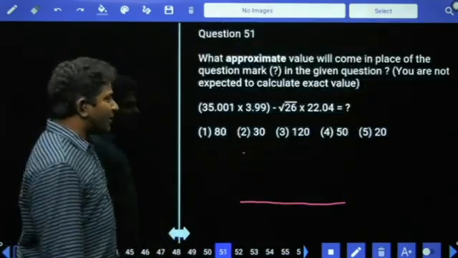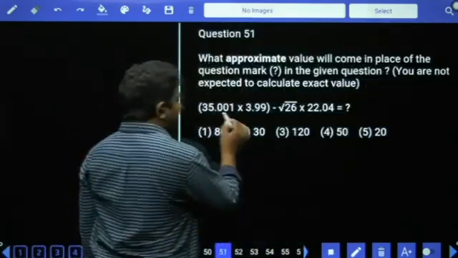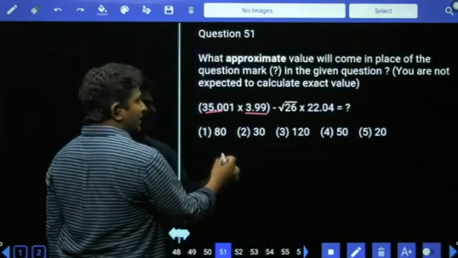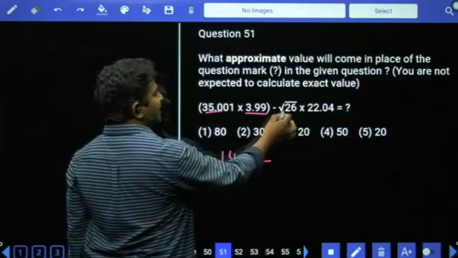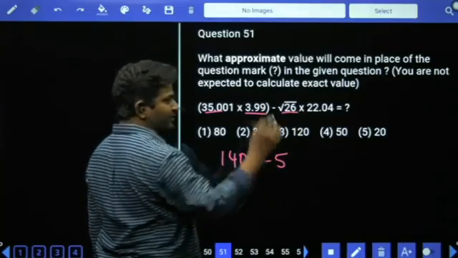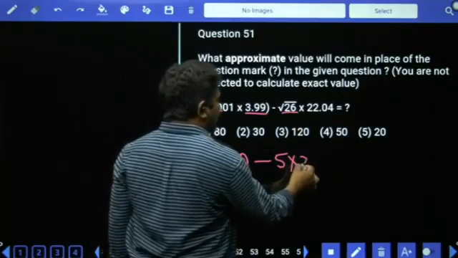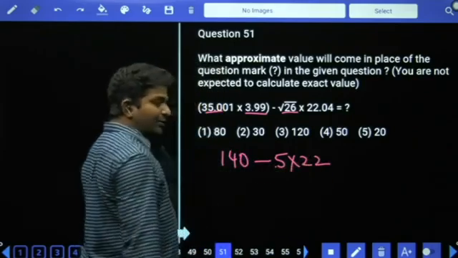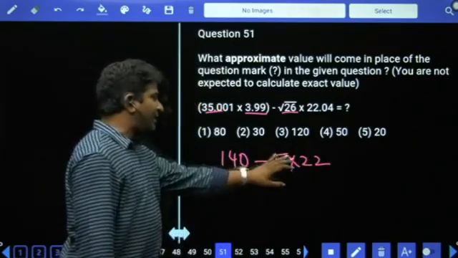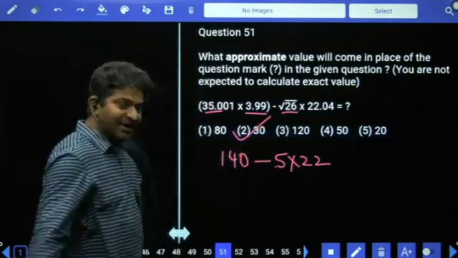So now these are approximations. 35 into 4 is equal to 140, minus under root 26, approximate value is 5, into 22. 5 into 22 is 110. 140 minus 110 is equal to 30. Second option is our answer.